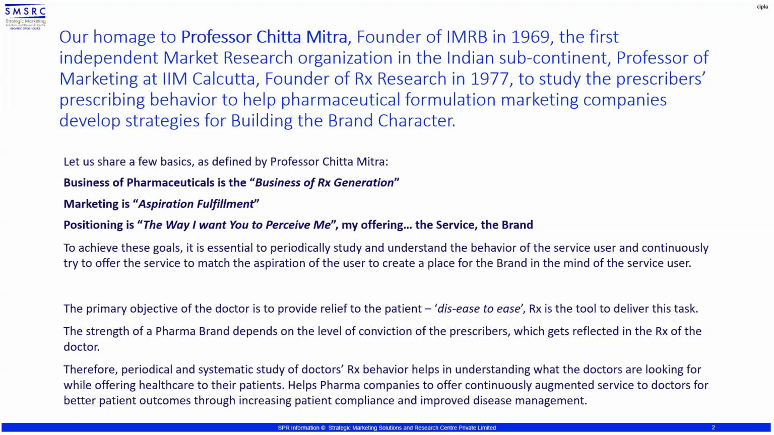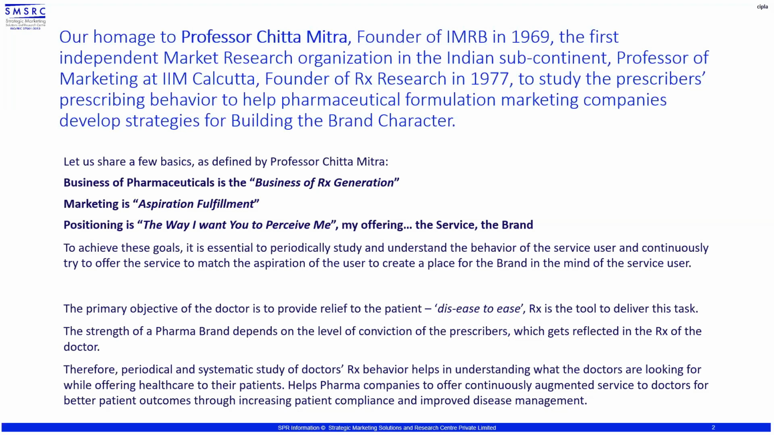RX is the tool to deliver this task. The doctor, whatever he or she writes on the prescription, that acts as a tool to convert that disease to ease, and the patient once gets that ease, he or she is happy and the purpose is served. The strength of the pharma brand depends on the level of conviction of the prescribers, which gets reflected in the prescription of the doctor. So a prescription is the reflection, like a mirror, of what the doctor was thinking at that particular point of time while giving relief to the patient.